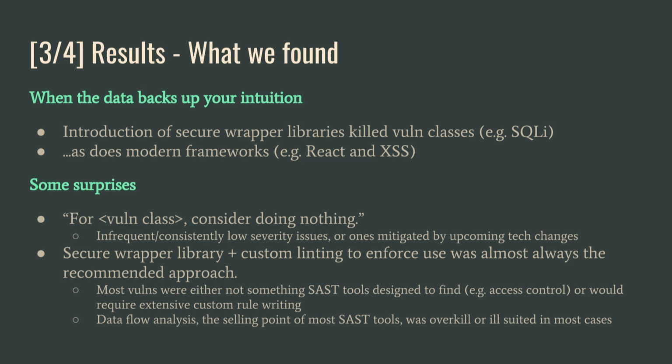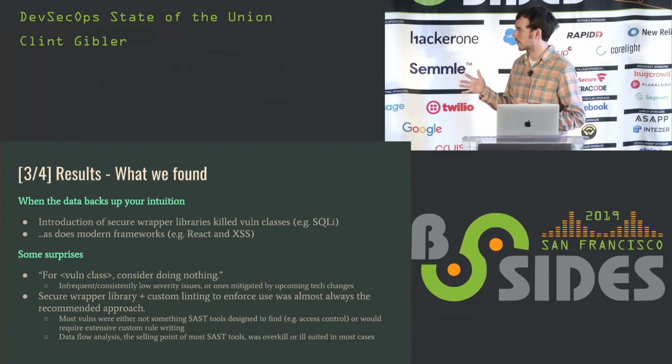So for surprises, I never thought as a security consultant I would say, for this type of security issue, don't care about it, it's fine. But ultimately, for things that are pretty infrequent, or it's always low severity, or it's just going to be mitigated completely by upcoming stuff, honestly, that's kind of the real answer. So I really like static analysis. I think it's awesome. And so I really wanted the answer to be, oh, let's build this crazy complex rad static analysis tool. But what I found is that writing a secure wrapper library and custom linting, at least for this company, in their tech stack, was much better than SAST in general.